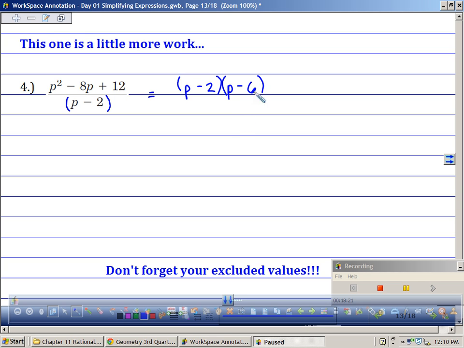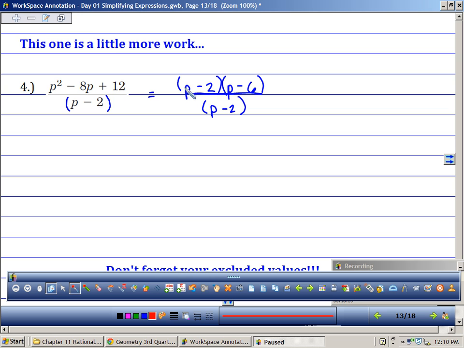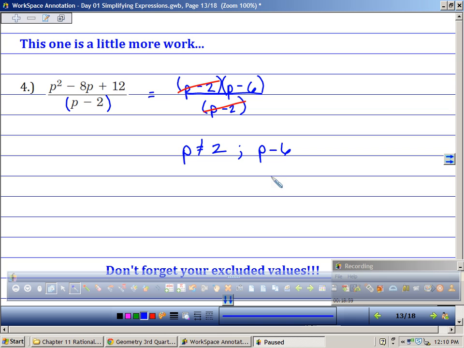What do you guys think? Can you guys see that? What would I do if I did not discover that it was p minus 2 and p minus 6? X box method. Good. Okay. So over p minus 2, what cancels? P minus 2. But before I do that, let's state our excluded values. What can p not be? 2. Good. So this is your answer, guys. P cannot equal 2, and your answer is just p minus 6. That's all that's left over, right?